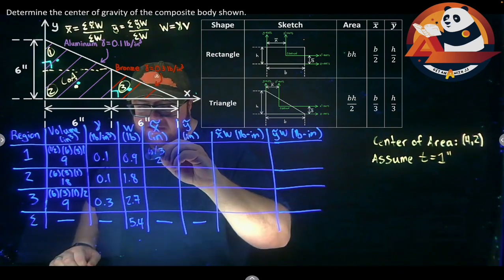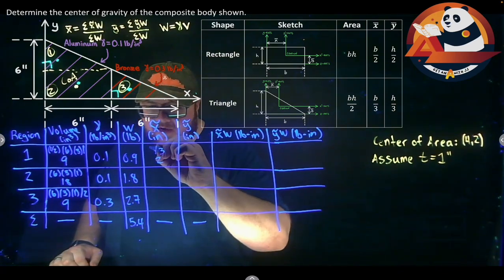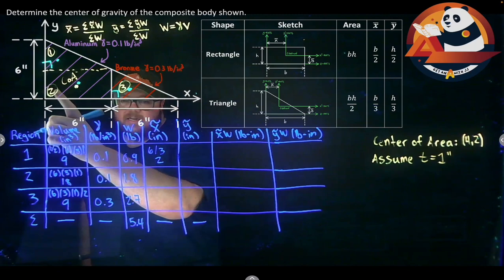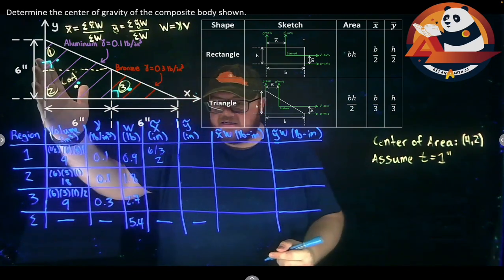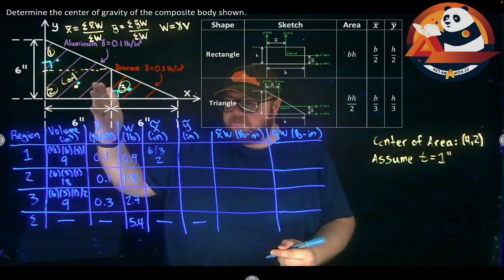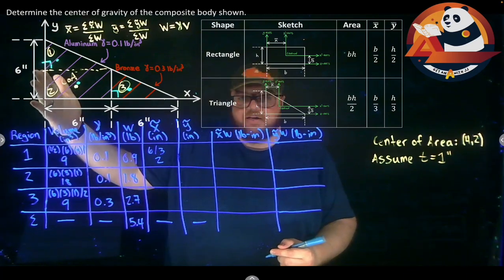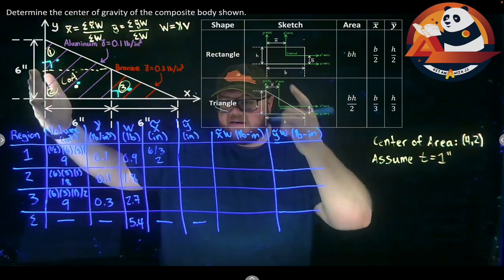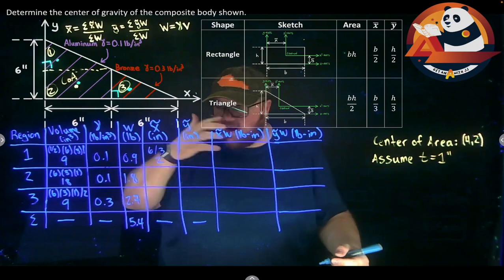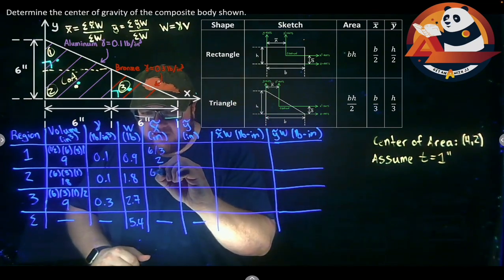For my next piece, the one that we started to talk through, from the y-axis, I need to get to the middle of it. I can directly just do base divided by 2 because the left edge, where my centroid formula measures from, is on the y-axis. So 6 divided by 2 gets me 3 here.